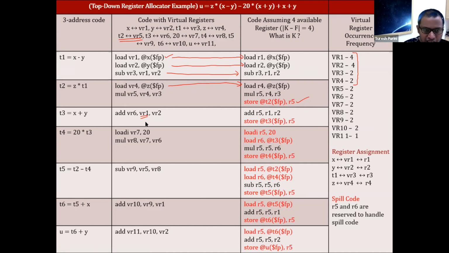Similarly, here VR1 is mapped to R1 and VR2 is mapped to R2. VR6 is associated with variable T3, but VR6 is not allocated any physical register. So we add R1 and R2 and store the result in the scratchpad register R5, and then store the contents of register R5 into the memory location associated with the variable T3.